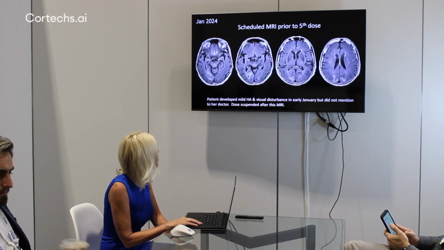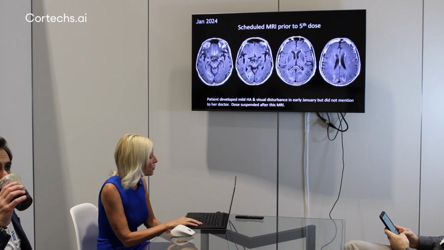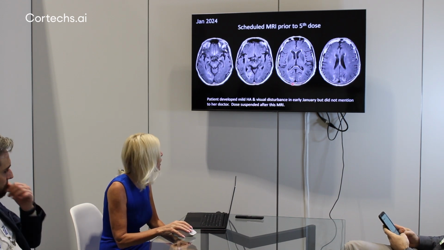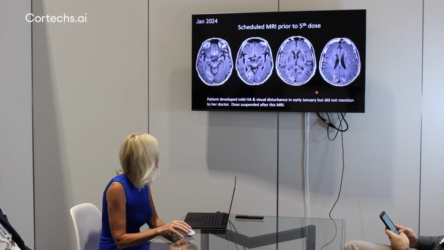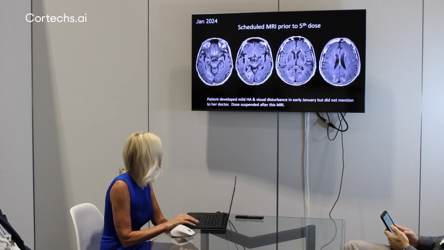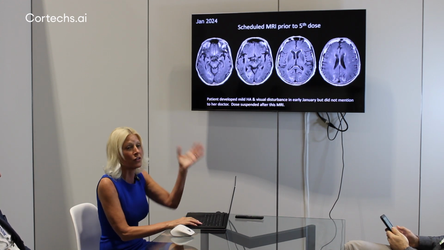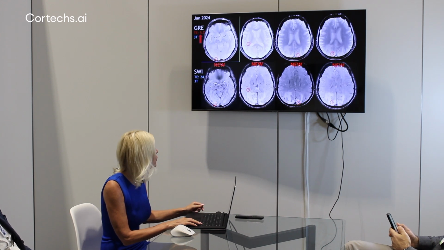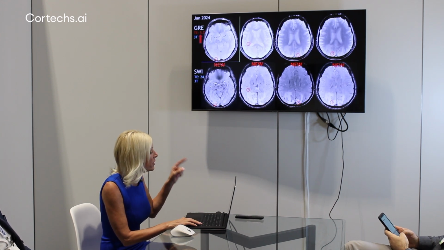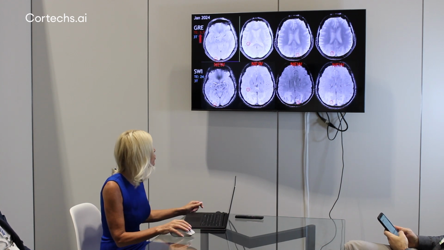Then she came in January prior to her 5th Leqembi dose, and you can see here that she started to develop ARIA. This is edema in the brain. She had just a very mild headache and visual disturbance, but she didn't even mention it to the doctor. It wasn't until the doctor asked her that she said, oh yeah, just a little. So they suspended her dose, and she didn't just have ARIA-E, but ARIA-H as well. These are 4 new incident microhemorrhages.